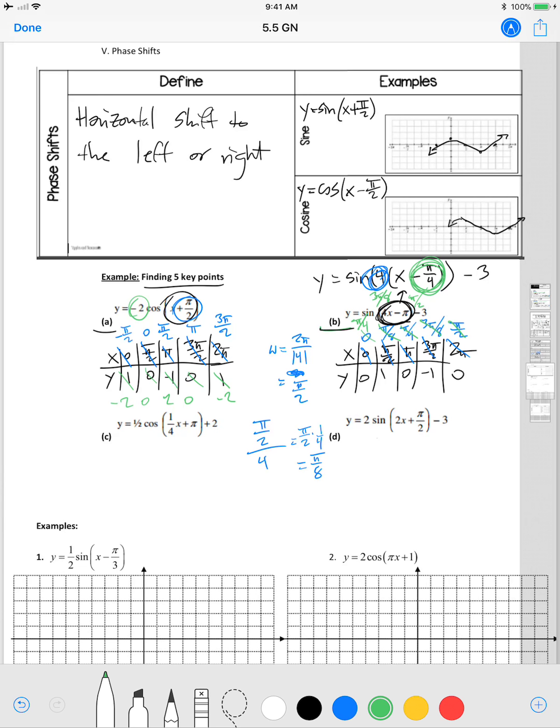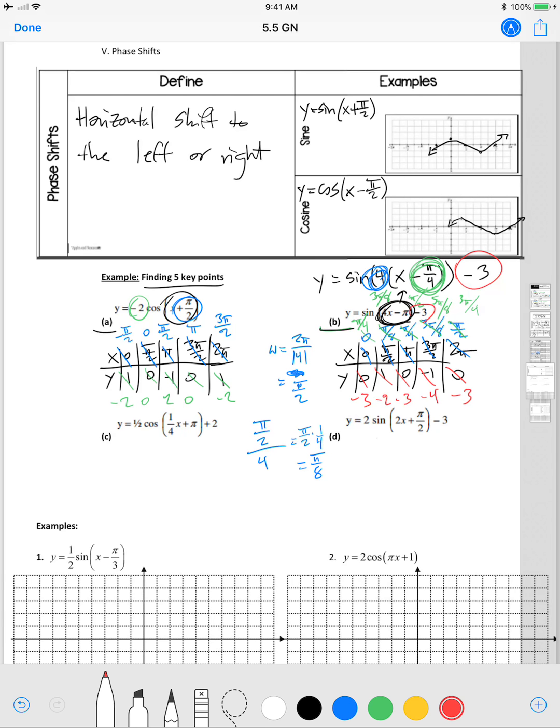Pi over 2. 5 pi over 8. And then 3 pi over 4. If you need help with fractions, let me know. Minus 3 from the y values. And then I could graph. I've transformed points.